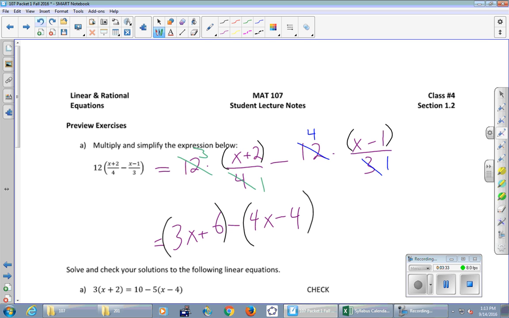So let's do this in 2 steps and then we'll be done. The first one really doesn't need the parentheses, but the second one changes to minus 4x plus 4. And then combine terms, 7x plus 10. I think that's our answer.